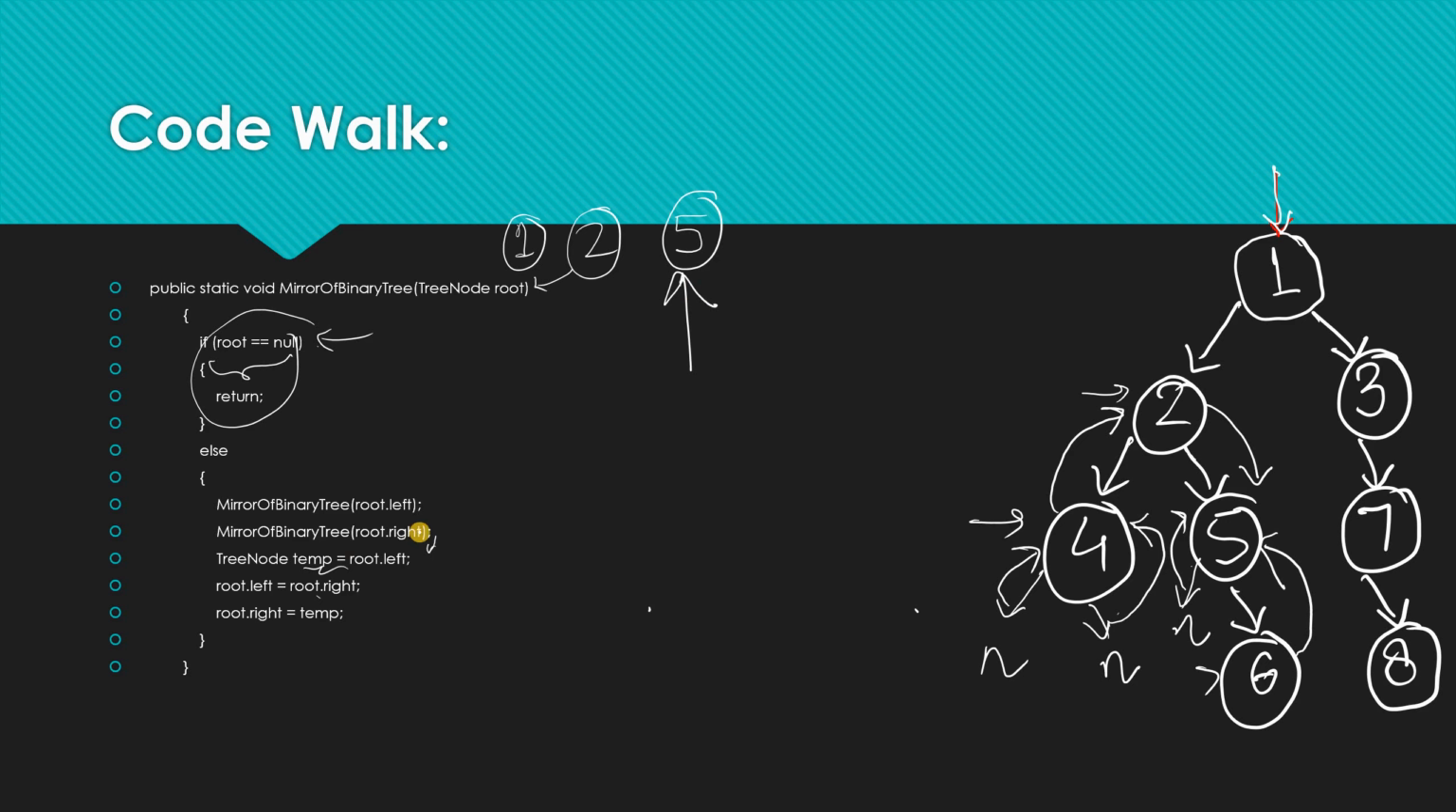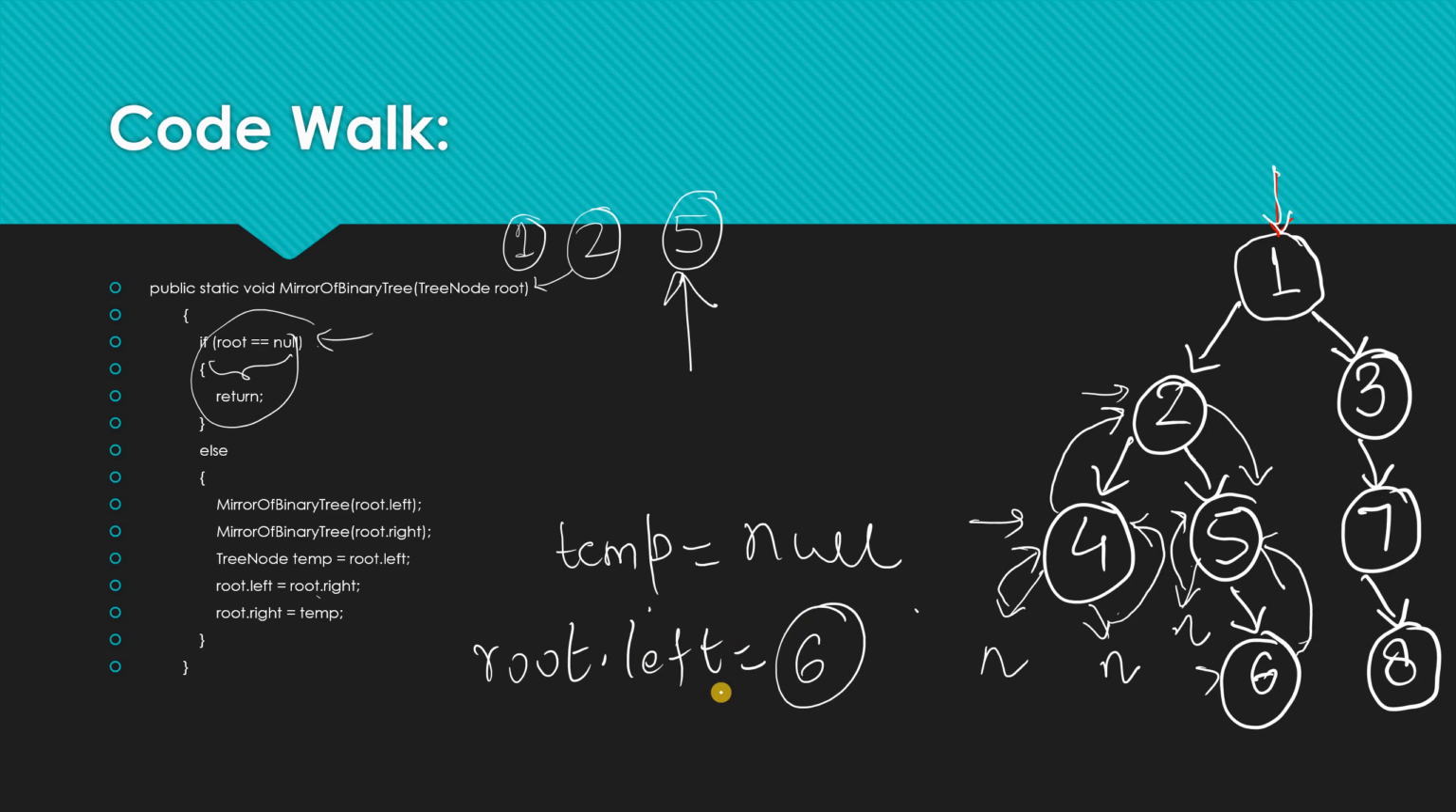Right? So for 5, what happened? We are returning from the right side, so this function is also explored, so we'll reach here. Now here, see what will happen. Temp is equal to root's left. So what is root? 5. So root's left is null, so temp will be null. Then it's saying root left equal to root right. So root right is 6, so left will become 6 now. And then root right equal to temp. So root right will be temp, which is null.